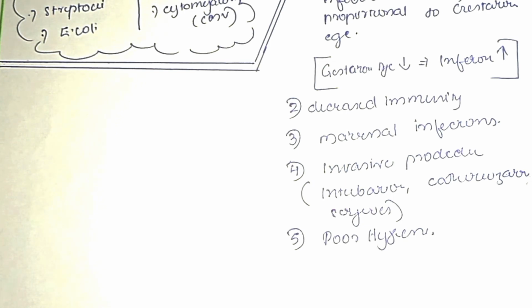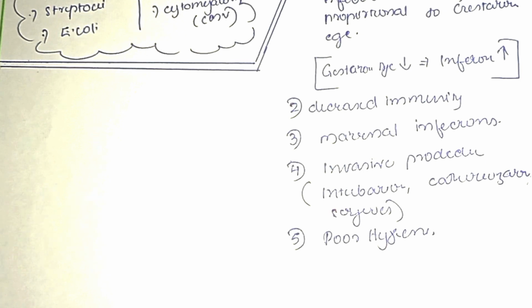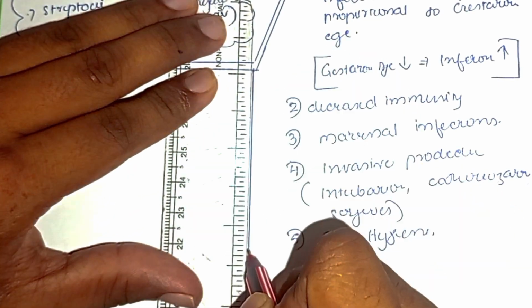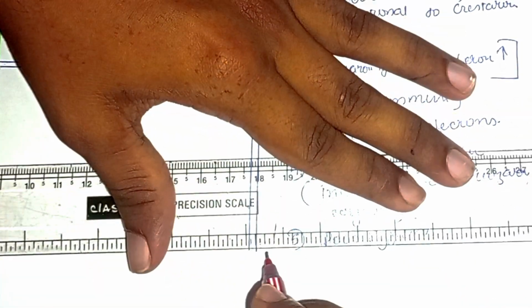Next is the decreased immunity of the mother, and also maternal infections during the pregnancy period. Invasive procedures like intubation and catheterization and many other surgeries done before or after the pregnancy period also cause risk for neonatal infection. And the last one is the poor hygiene of the mother, due to malnutrition or decreased nutrition of the mother, which also increases the chance for infection.